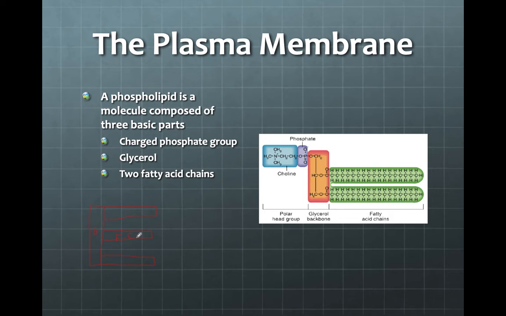And so what is actually occurring here is we're going to get a phosphate group added. Here, we're going to lose a fatty acid chain. So this was a glycerol and fatty acid chains, and now it's a phospholipid.